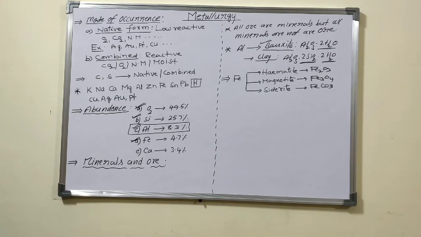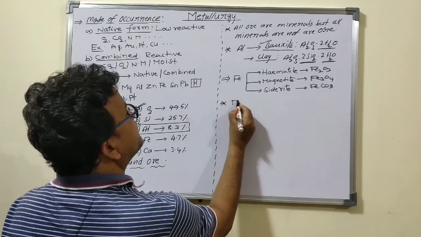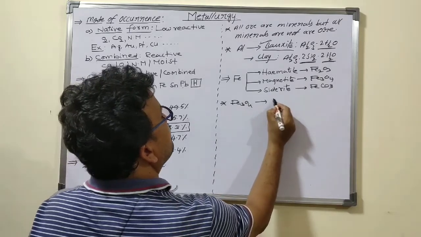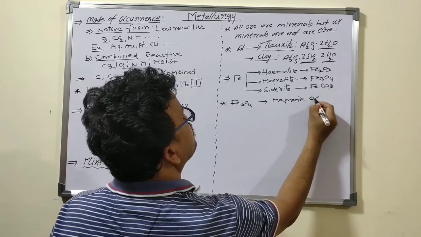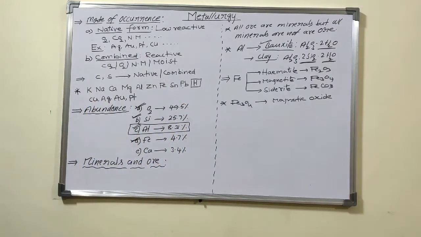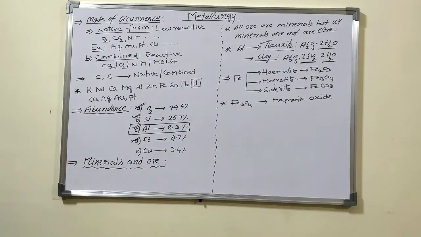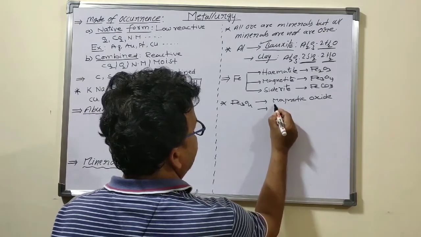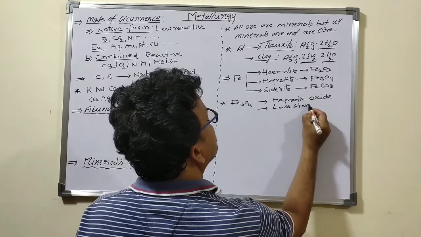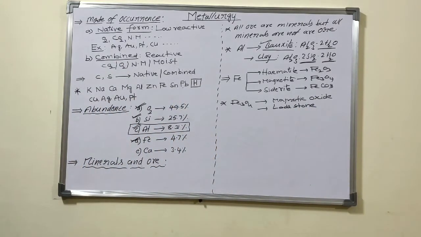Hematite, magnetite and siderite. This Fe3O4 we are calling magnetic oxide, also important for competitive exams. Which iron mineral is called magnetic oxide? That is Fe3O4, that is magnetite. Why is it called magnetic oxide? Because it is a ferrimagnetic substance. Another name we have is lodestone. Remember this: magnetite is well known as magnetic oxide or lodestone.